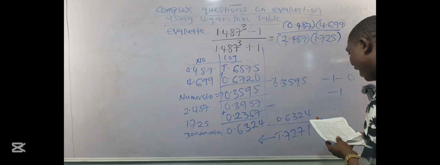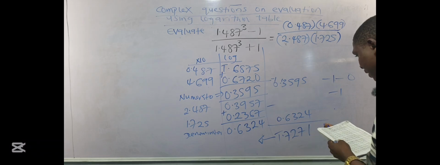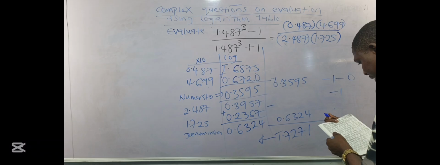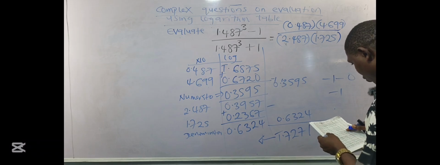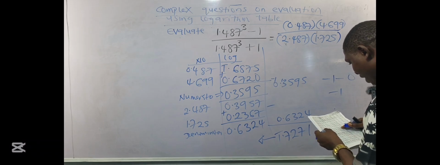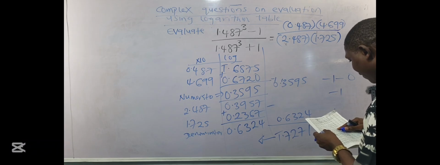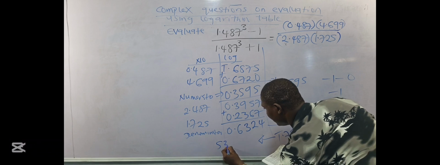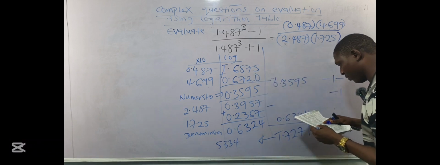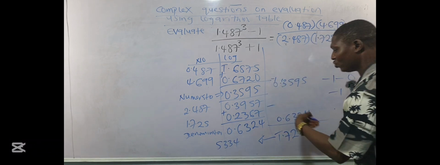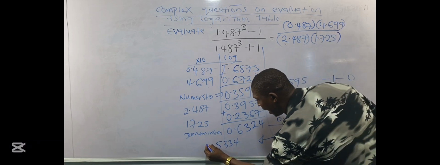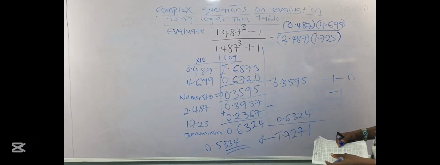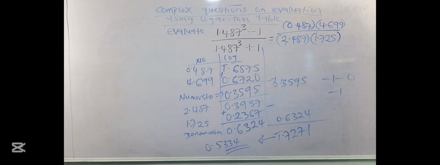Now, I look for my what? Antilogarithm. So I'll look for antilog of 72 under 7, difference 1. Difference 1 already is 1. So 72 under 7 is 5333. So it becomes 5334. Now, bar 1 means I should have 0 before my value. So I have 0.5334 as my final answer.